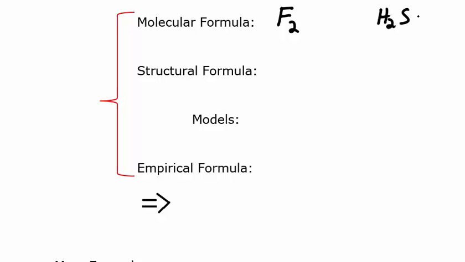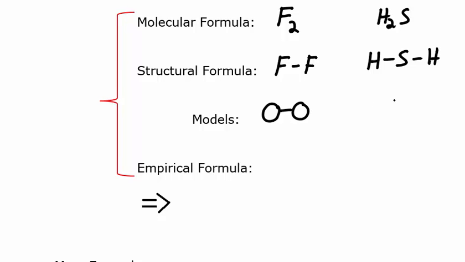We also can do a structural formula, which shows how they are bonded together, with a line used for the bonding. So those are the structural formulas for those two examples I've given. We can also use three-dimensional models, in which case we use some kind of a sphere. This is obviously not three-dimensional, but we can use spheres. When we use spheres, we tend to show the shape of the molecule.